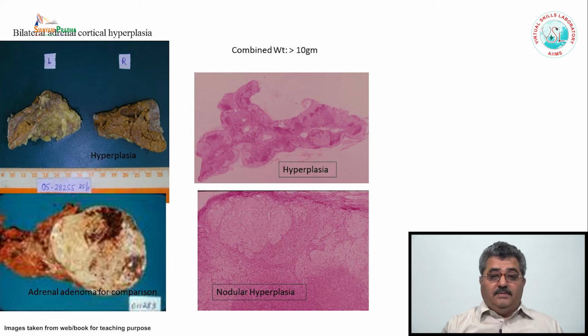In hyperplasia, the normal adrenal weight is about 3 to 5 grams, and on average it is 4 grams. The combined adrenal weight of the two glands will never cross 10 grams, and if it is more than 10 grams, it is indicative of hyperplasia. Hyperplasia may be diffuse, where the whole cortex is hyperplastic, or it may be nodular hyperplasia, where there is nodule formation, and sometimes these nodules can mimic benign tumors, adenomas. So it is very important to differentiate nodular hyperplasia from adenomas.